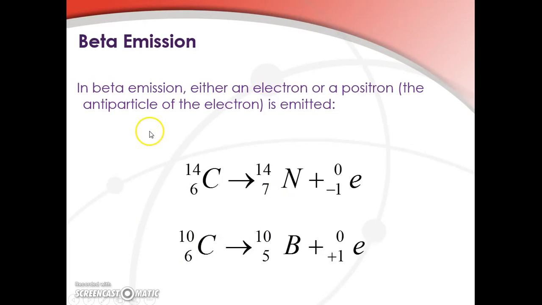And in another example, we can have the positron ejected and the concurrent change. And notice again, the mass does not change, only the number of protons.